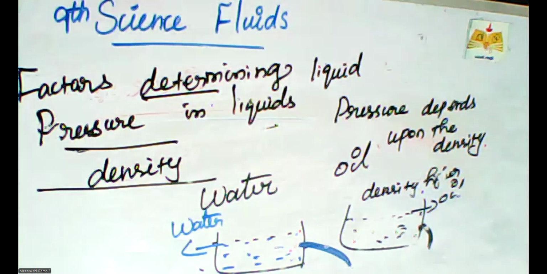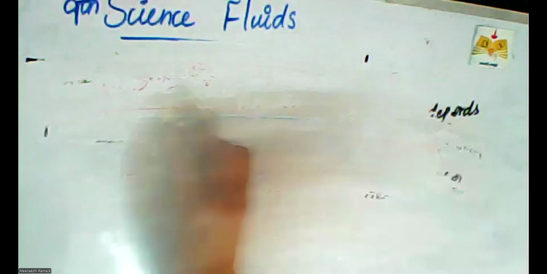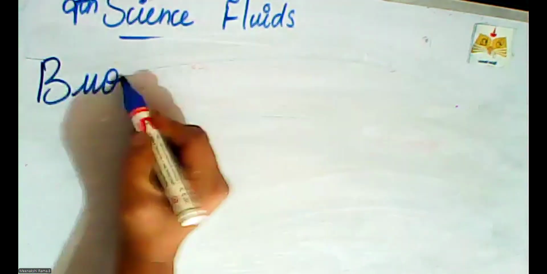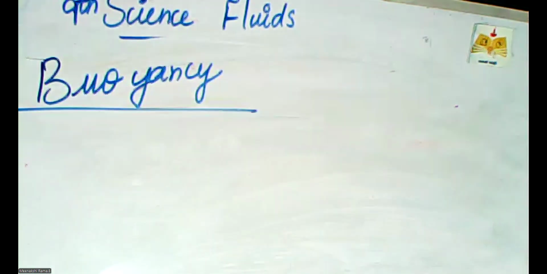So the third concept is pressure due to a liquid column. Before that, I want to explain a topic, buoyancy. I think buoyancy is in your lesson topics. So next I'm going to explain the buoyancy concept. That is an important part of your syllabus.